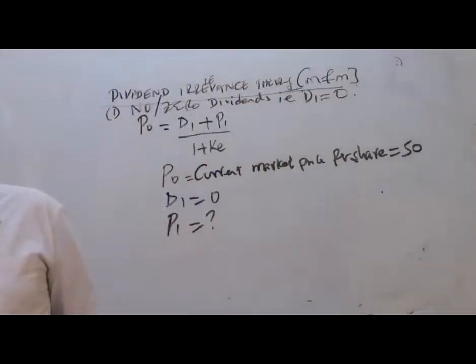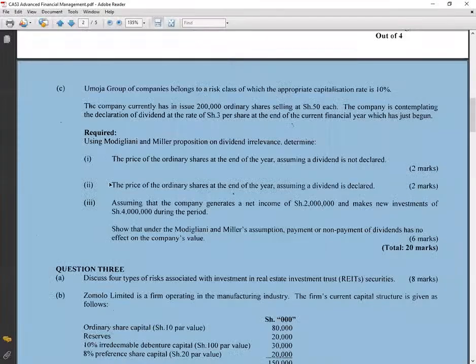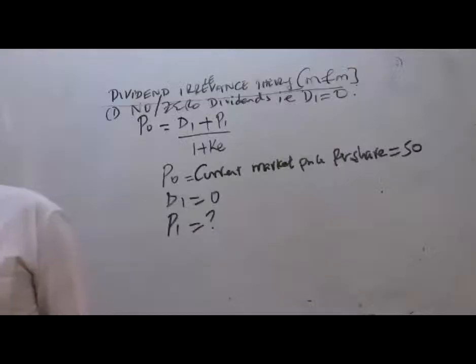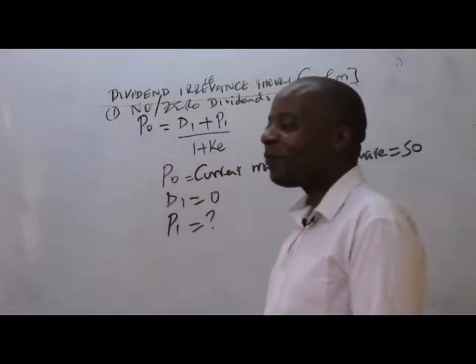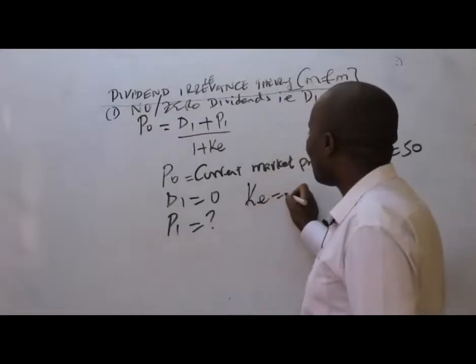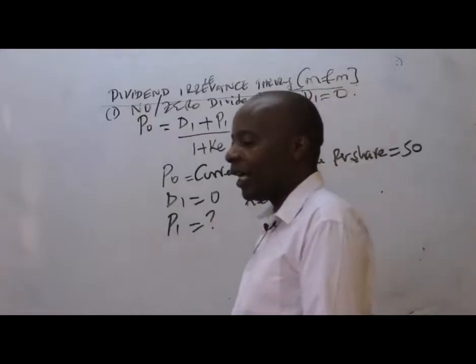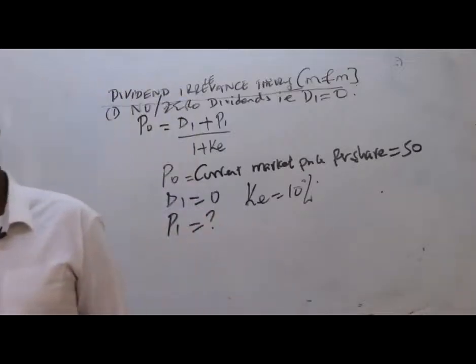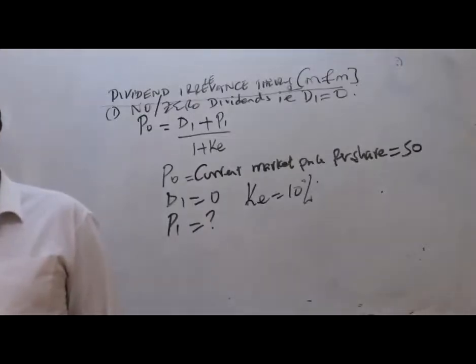If you read the question, what they are telling us here is the price of the ordinary shares at the end of the year. P1 is what they want us to look for. But fortunately, we have Ke. Fortunately, we know from up there that our Ke is 10%. So they want us now to give them P1.